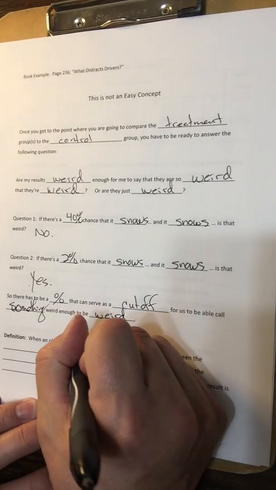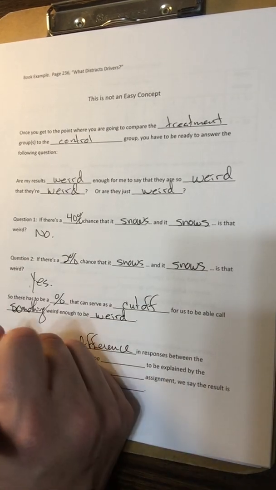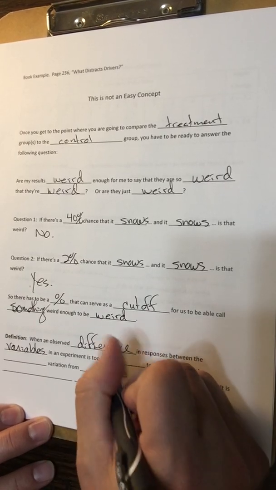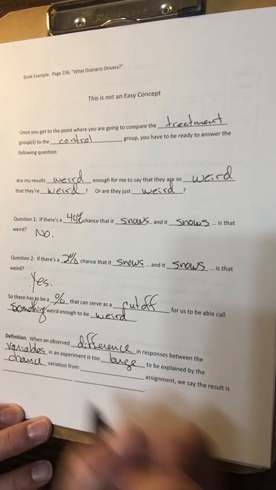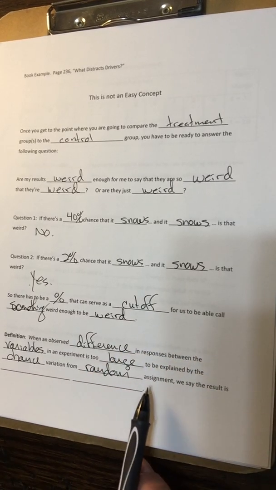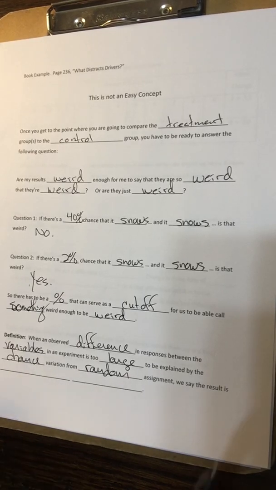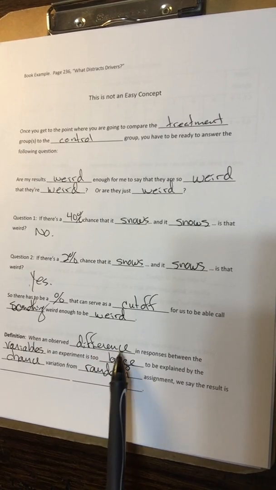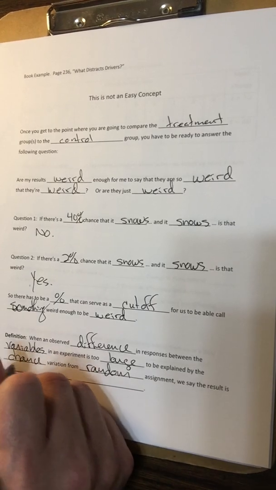Okay, definition. When an observed difference in responses between the variables, and what I mean by that is the treatment group and the control group, is too large, the difference is too large to be explained by the chance variation from random assignment. See, when I randomly assign people, I could have accidentally put groups that aren't equivalent, and so there's a difference between them because of the chance assignment, not because of the treatment. But what I'm saying here is when the difference in responses is so large that that's not why it is, we say the result is statistically significant.